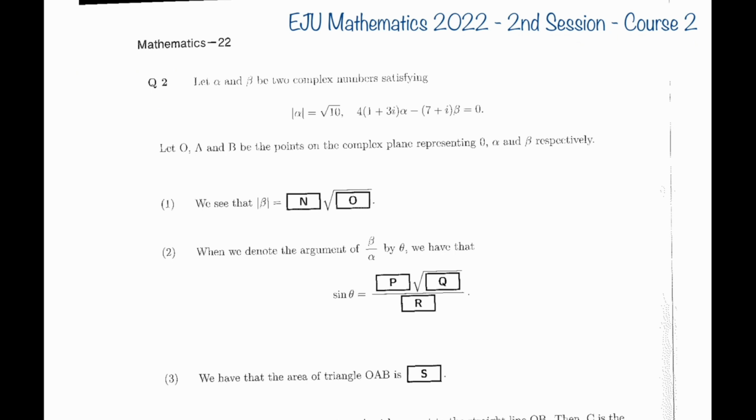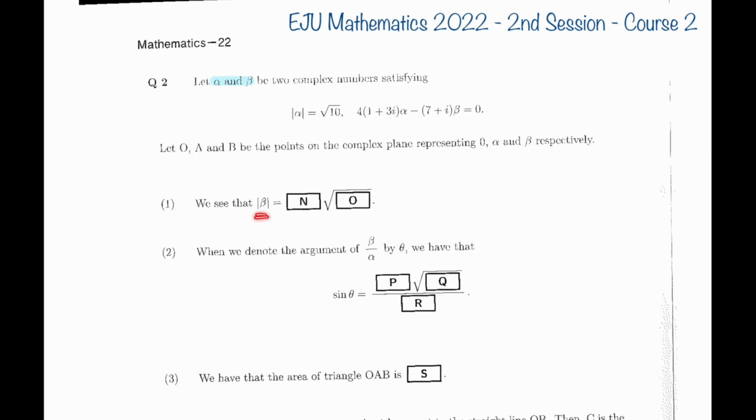Okay, this question is about complex numbers. We have two complex numbers here, alpha and beta, satisfying that the modulus of alpha is equal to square root of 10, and 4 times (1 plus 3i) times alpha minus (7 plus i) times beta equals 0. Let O, A, and B be the points on the complex plane representing 0, alpha and beta respectively. I think O here is the origin. So we have three points on the complex plane: one is the origin, and the other two are alpha and beta, represented by A and B.